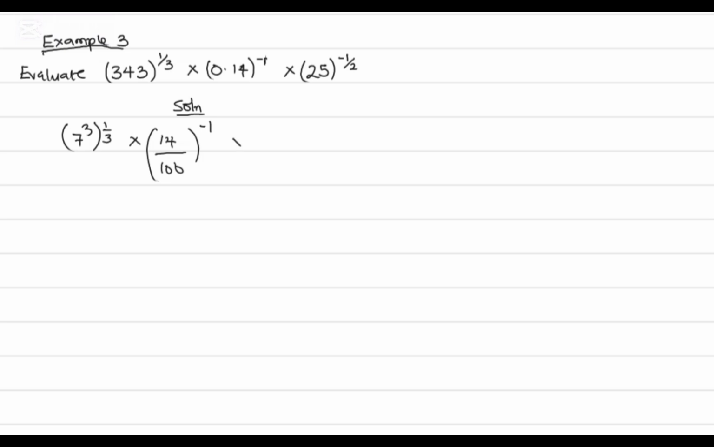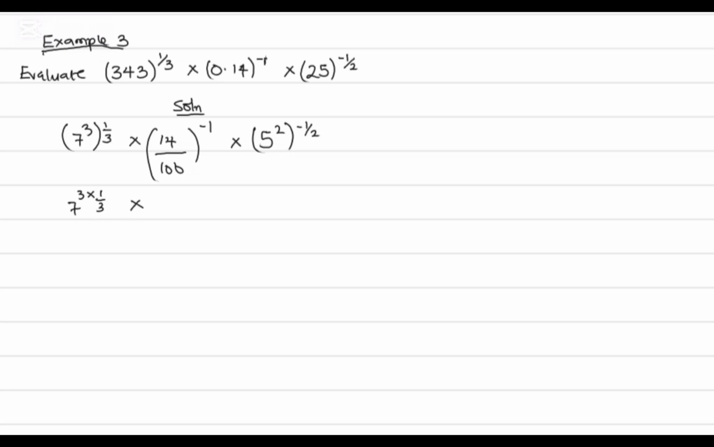So then times, the next one we have here would be 25 raised to power minus 1 over 2. And so that would be 25, that you can say 5 raised to power 2 times minus 1 over 2. This will give us 7 times 3 times, mind you, 1 over 3.